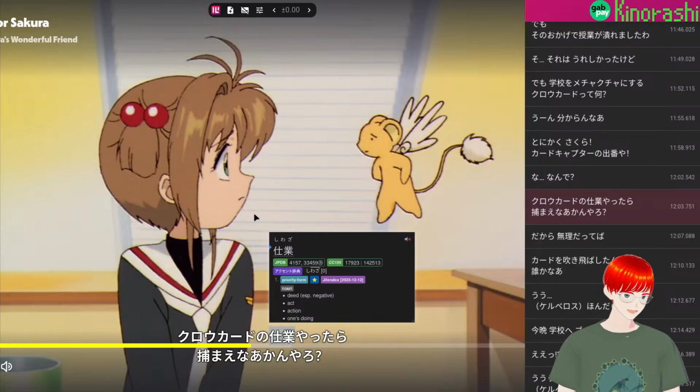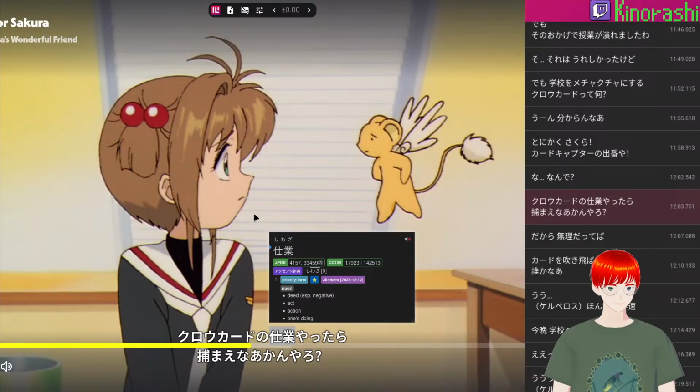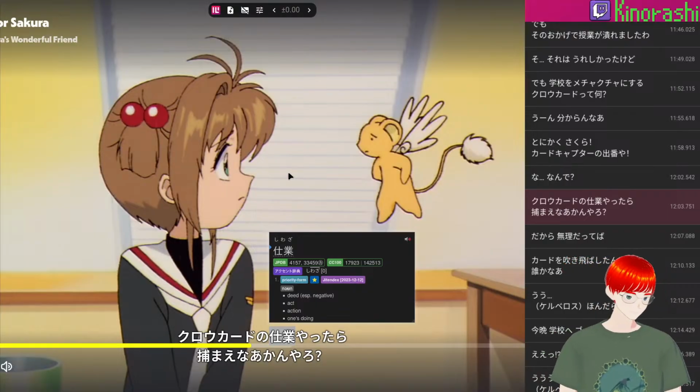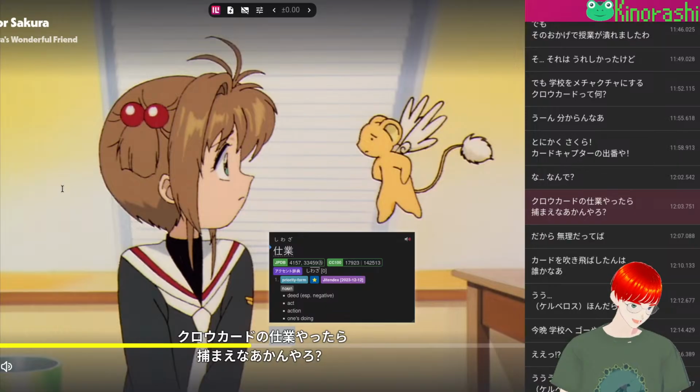The particle yattara is a conditional form of yaru, meaning to do, used in informal speech, especially in Kansai-ben. It functions similar to nara in standard Japanese, meaning if, or if that is the case. The second part, tsukamae na akan yoru, means you must catch them, right? Okay. The verb tsukamaeru means to catch.